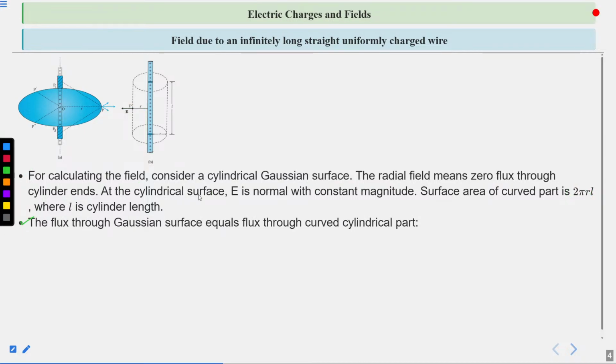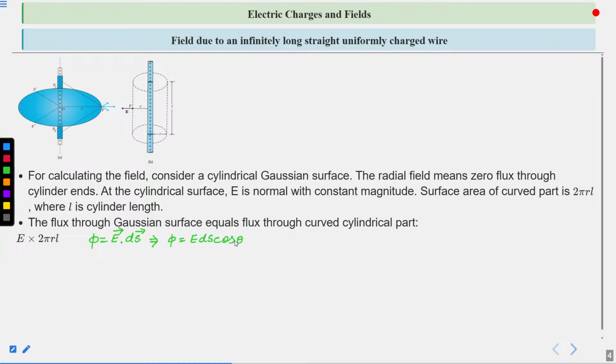So the flux through the Gaussian surface equals the flux through the curved cylindrical part. What is the flux? We know the formula to calculate the flux: phi equals E dot ds, according to Gauss theorem. Now we resolve the dot product. You will get phi equal to E ds cos theta. And what is theta?